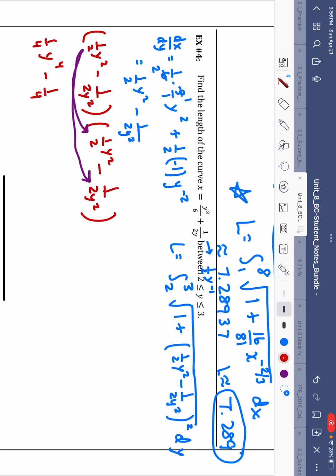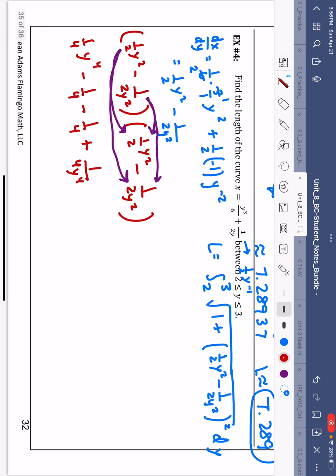And then look, one of the y squareds in the numerator, the other one's in the denominator, they cancel. And then we take inner times inner. And that's going to give us 1/2 times 1/2, negative 1/4. And look, one y squared is in the numerator, the other one's in the denominator. They cancel. And then last times last, that gives us a positive 1 over 4y to the 4th. So when we add like terms here, the negative 1/4 and the negative 1/4 is negative 2/4, which is negative 1/2.